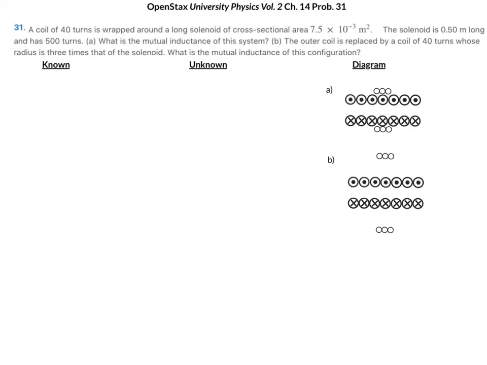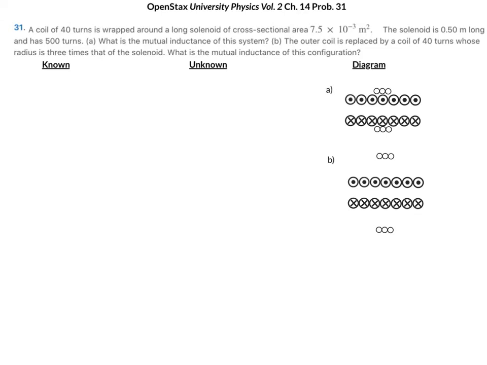So before we write down the knowns and unknowns, I want us to look at the diagram. So we have a solenoid, and I just chose a direction of a current for the solenoid. And around the solenoid there is a loop of wire, a coil that is wrapped right around the solenoid. So they basically have the same cross-sectional area. In part B, now we still have the solenoid, but the coil is this far out. So the coil has 3 times the radius of the solenoid.